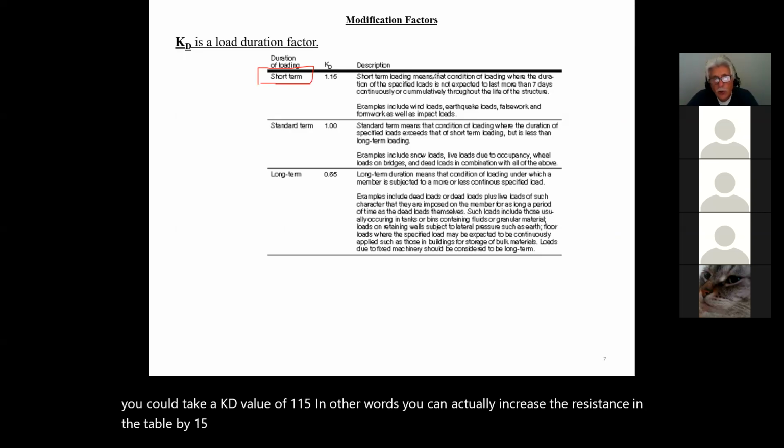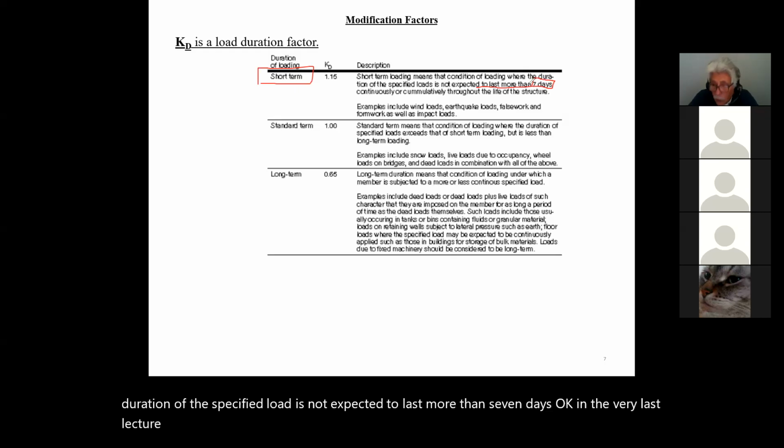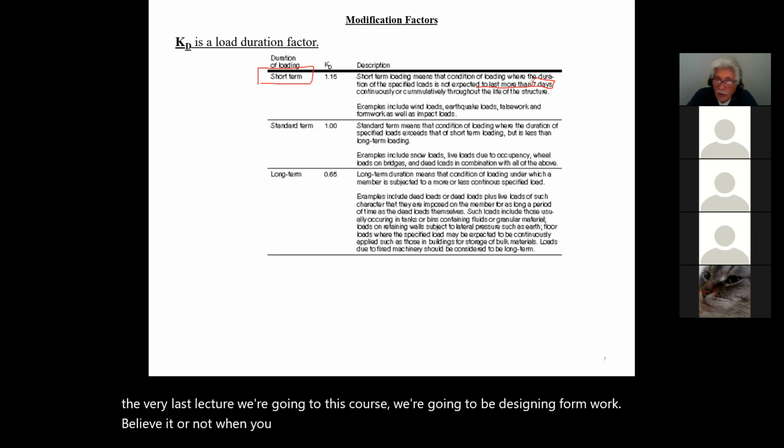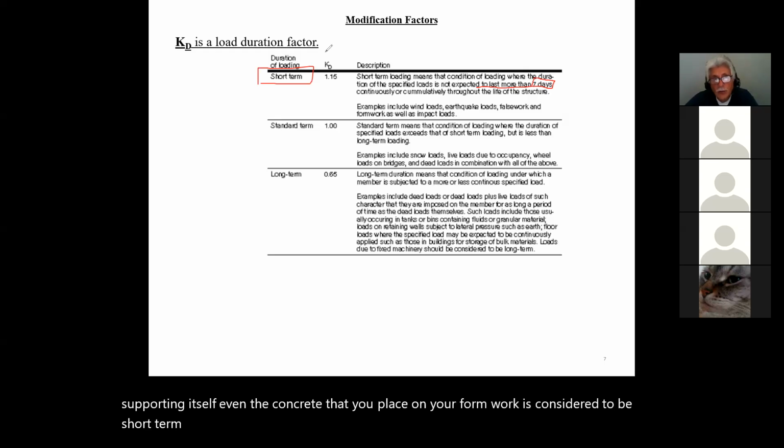Now, short term means that the condition of the loading where the duration of the specified load is not expected to last more than 7 days. Okay, in the very last lecture we're going to do in this course, we're going to be designing formwork. Believe it or not, when you pour in concrete, within 7 days, the concrete structure starts supporting itself. Even the concrete that you place on your formwork is considered to be short term. So when we're going to be designing the joist, we'll be taking advantage of this KD equal to 1.15.